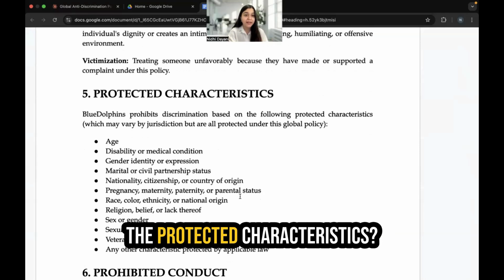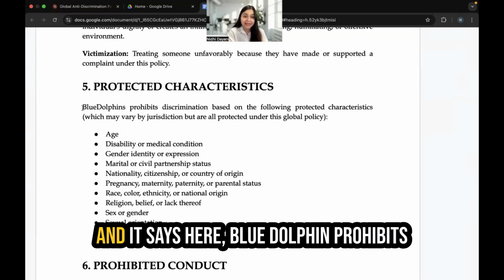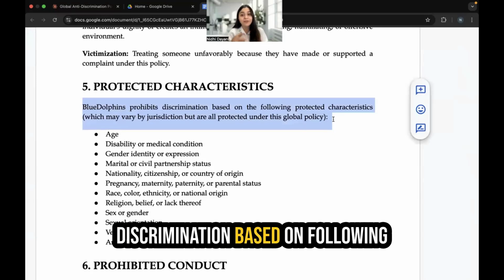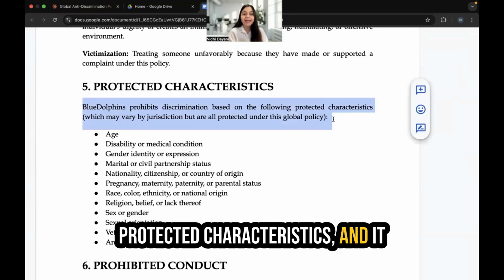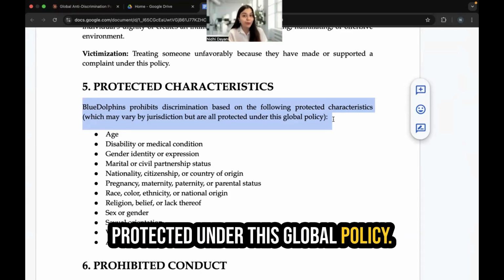What are the protected characteristics? We are talking about anti discrimination. So we need to know what is protected and what is not. And it says here, Blue Dolphin prohibits discrimination based on following protected characteristics. And it may vary by jurisdiction, but all are protected under this global policy.